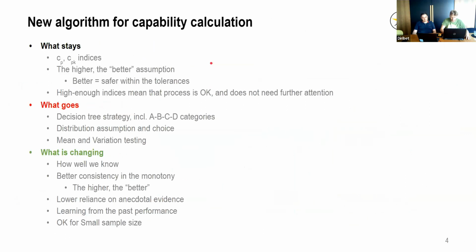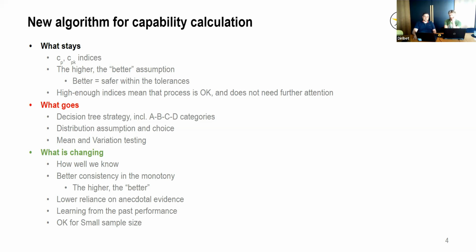Okay. The next slide will be about the differences in our new capability calculation. I will start with what stays. What is not changing is that we use CP/CPK indexes and evaluation too. That means you are still using a ratio of tolerances and process. What also stays is the assumption that the higher, the better: the process will be good. If the CP/CPK is high, that means it is safer within the tolerances.